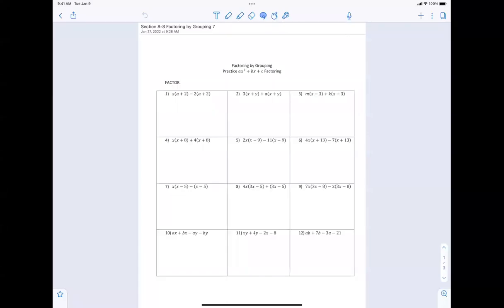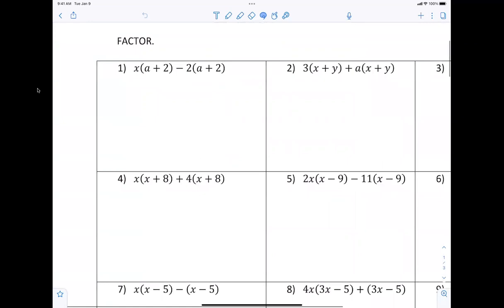All right. What I want you to see, and this is how I would like you to view it, is this is a bucket and this is a bucket. So what's common in the bucket? The A plus 2 is common. Listen to what I'm saying.